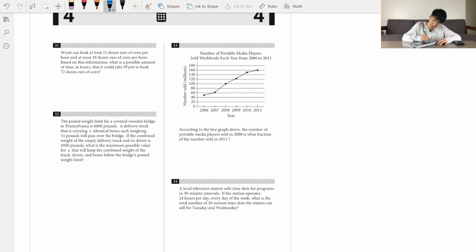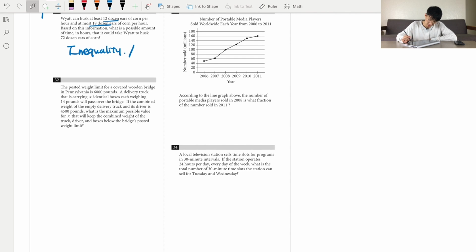What is, based on this information, what is a possible amount of time? So if you read the question one more time, it says the worker can husk at least 12 dozen ears of corn per hour and at most 18. So it's something about inequality, because it talks about at least and at most. And you want to set up an inequality to solve the problem. So difficulty level 1.